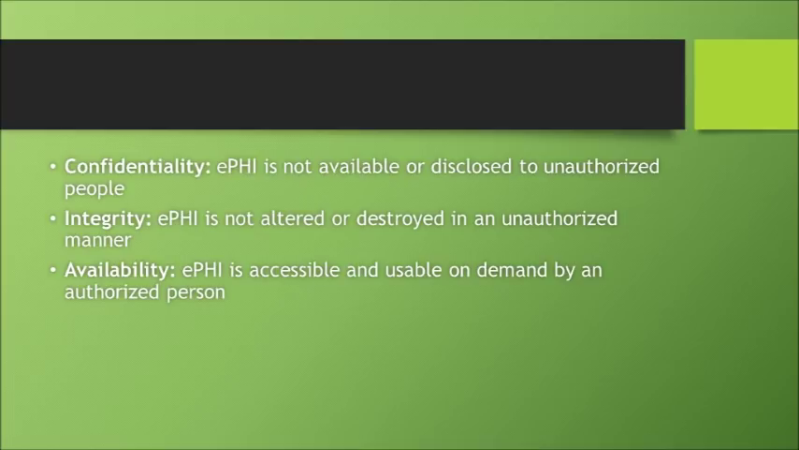Confidentiality. Electronic Protected Health Information, or EPHI, is not available or disclosed to unauthorized people. Integrity. EPHI is not altered or destroyed in an unauthorized manner. Availability. EPHI is accessible and usable on demand by an authorized person.